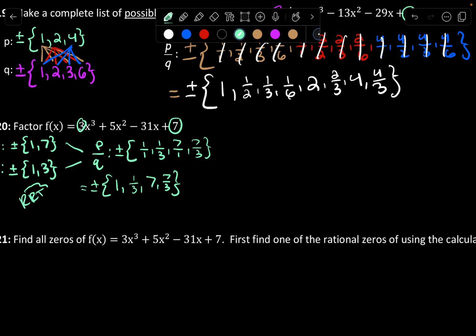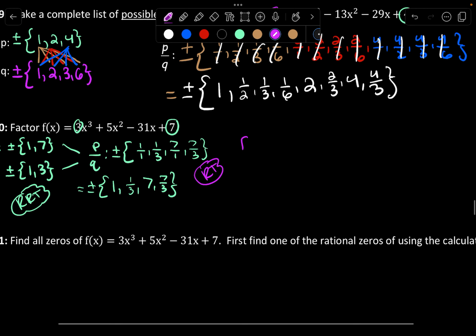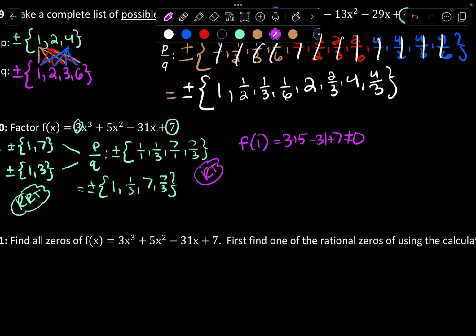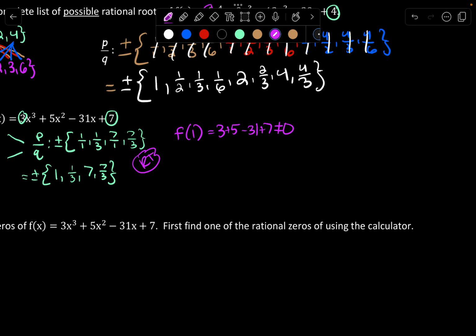Now I want to use the remainder theorem to test which one of these will be a solution. Let's try 1. So if I type in f of 1, we get 3 plus 5, oh, minus 31. That was a bad choice. All right, so that's definitely not going to be 0. I don't know why I chose that, but it's not going to be 0.